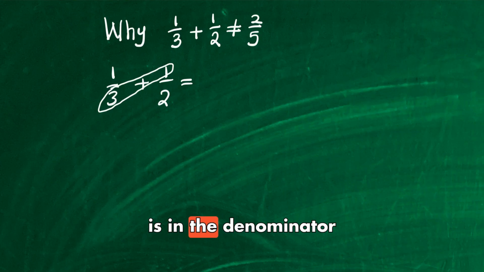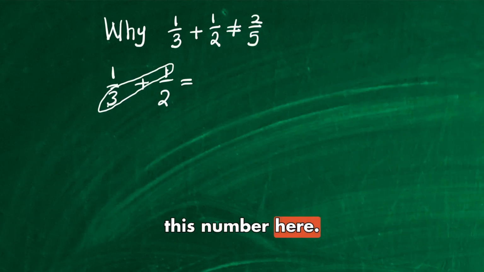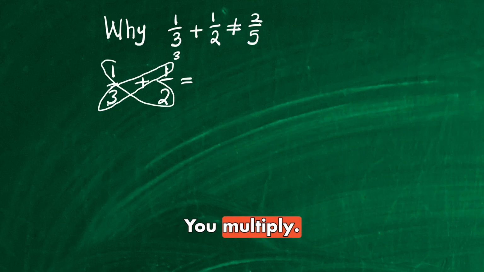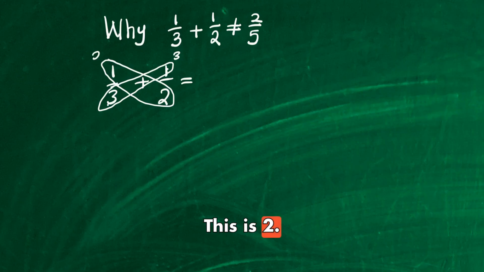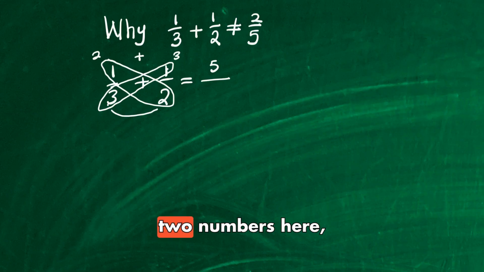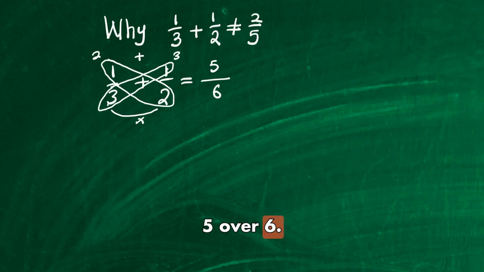The number that is in the denominator on the left, you multiply with this number here, which is 3. Then you do the same on the opposite side. You multiply. This is 2. Then you add the results here, which gives us 5, right? Then in the denominator, you multiply these two numbers here, which gives you 6. Okay, so the answer is 5 over 6.